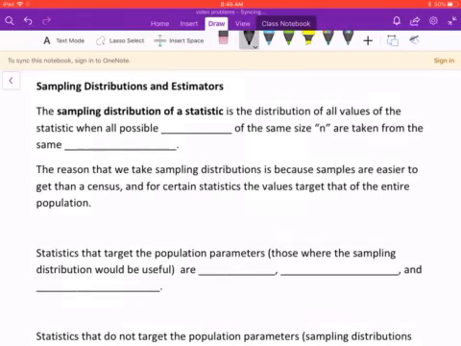Today we're going to be talking about sampling distributions and estimators and getting a little into the central limit theorem. The sampling distribution of a statistic is the distribution of all values of the statistic when all possible samples of size n are taken from the same population.